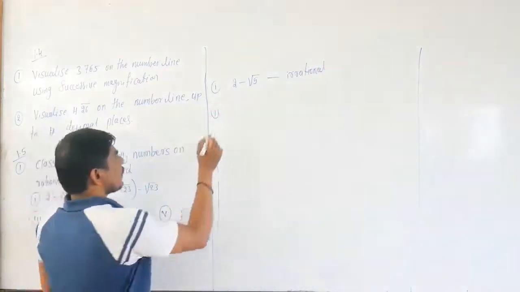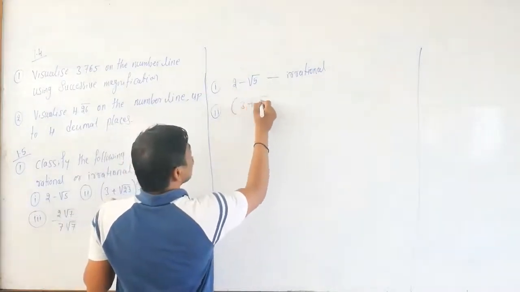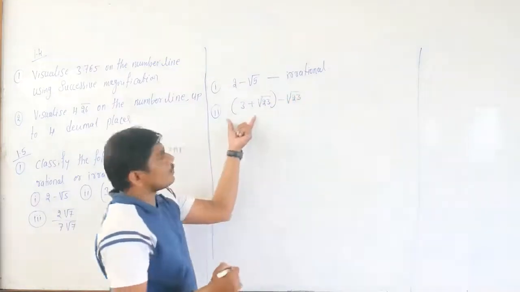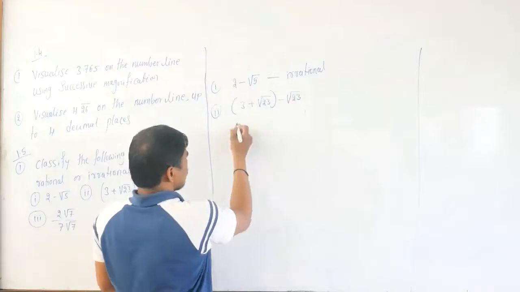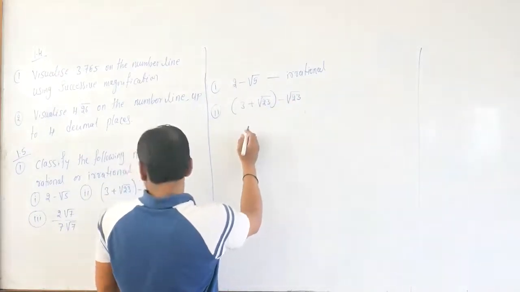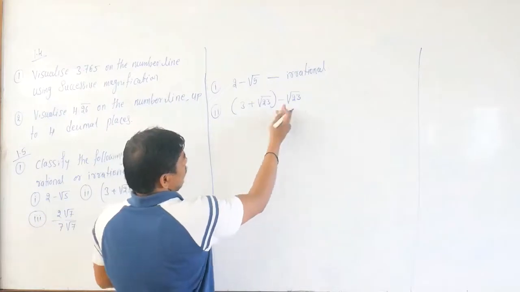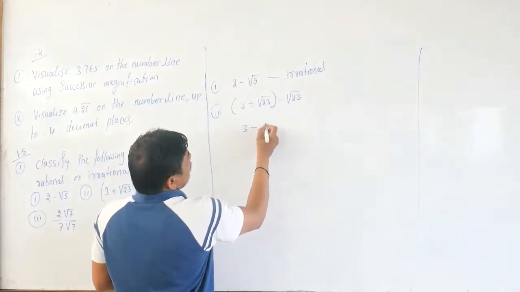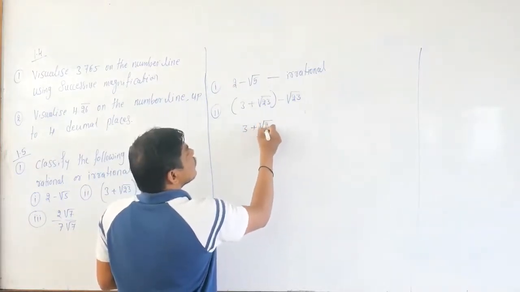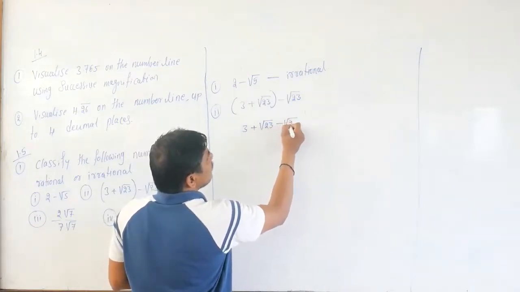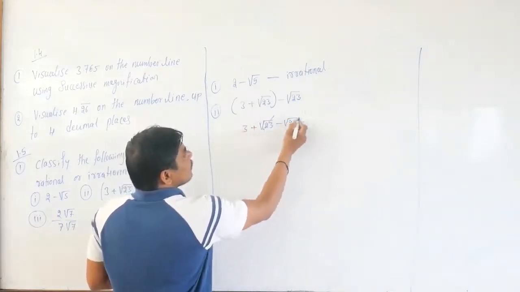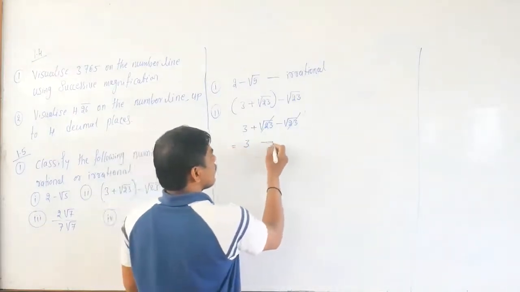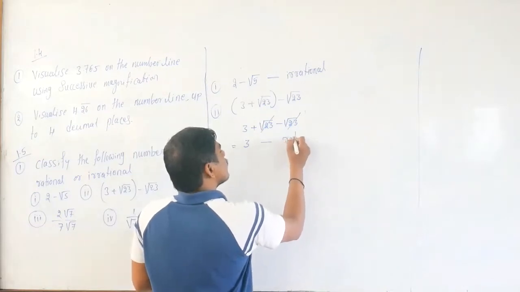Now the second one is bracket 3 plus root 23 minus root 23. Here first you remove the bracket according to the procedure. You don't multiply directly, you remove the bracket: 3 plus root 23 minus root 23. Now plus root 23 and minus root 23 get cancelled. The remaining value is only 3. 3 is rational.